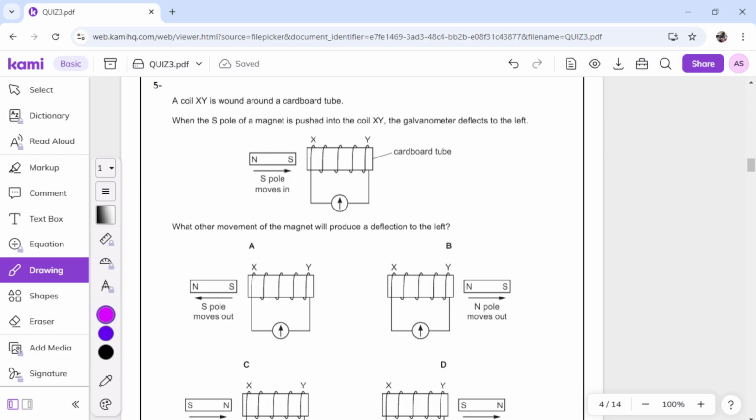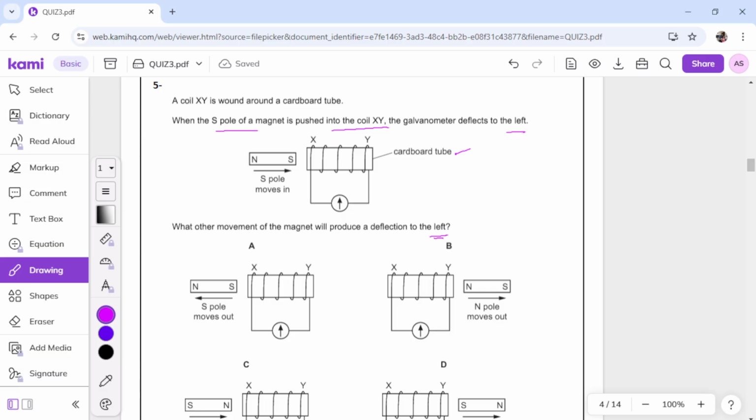A coil XY is wound around a cardboard tube. This is a cardboard tube, okay. When the S pole of a magnet is pushed into XY, the galvanometer deflects to the left. What other movement of the magnet will produce a deflection to the left?